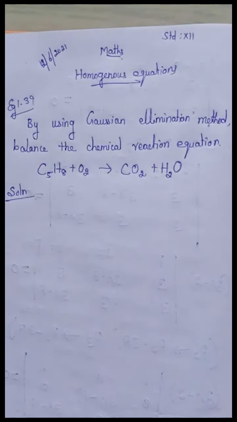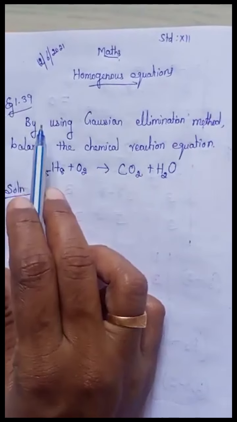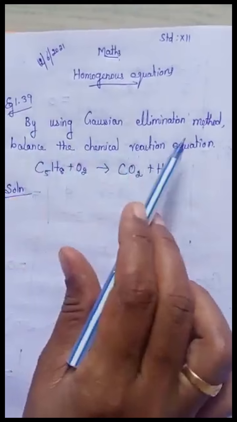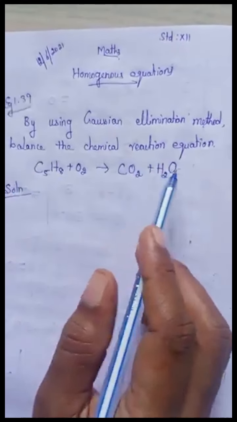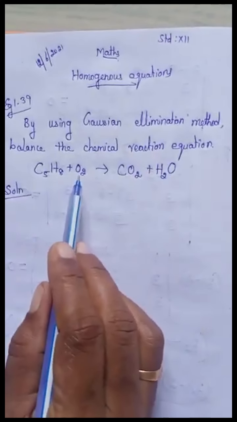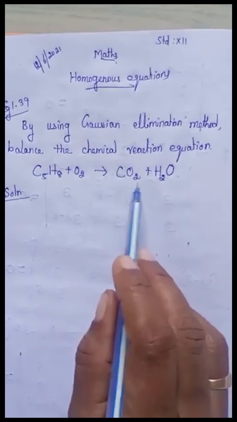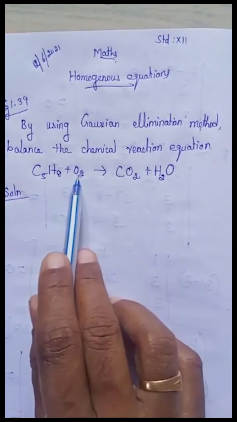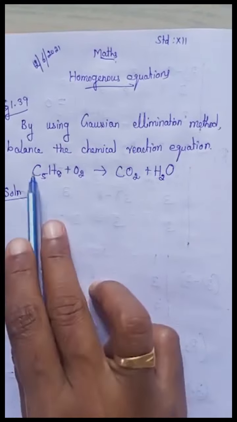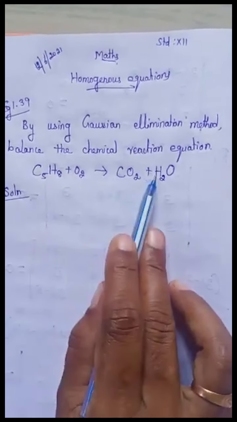Today, you see, balancing chemical equations, which you might have learned in chemistry. So in mathematics, we are going to learn how to balance the equation. Say example 1.39. By using the Gaussian elimination method, balance the chemical reaction equation. See, C5H8 plus O2 gives CO2 plus H2O. We know C is carbon, H is hydrogen and O is oxygen. So all the coefficients here we have to find out, isn't it?